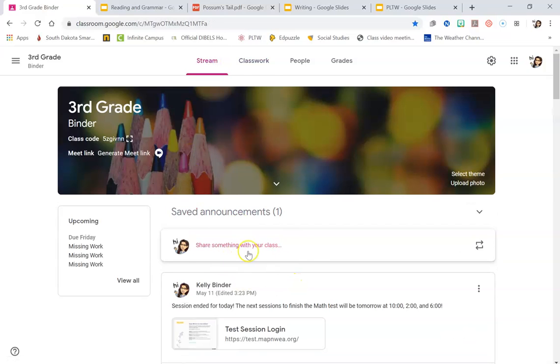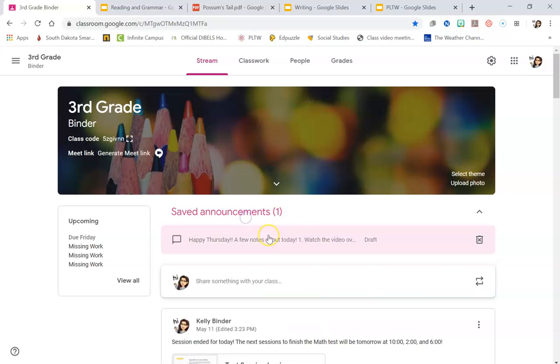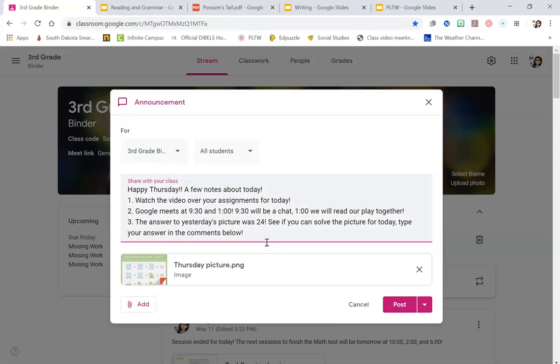The only other announcement is you have 3 options to finish your NWEA testing for math today: 10 o'clock, 2 o'clock, and then 6 o'clock. So log in at any of those times, from 10 to noon, from 2 to 4, and from 6 to 8, and finish up your NWEA math test. The other announcement was just the Google Meets. 9:30 will just be a chat time before testing at 10, and then 1 o'clock will be our play together.